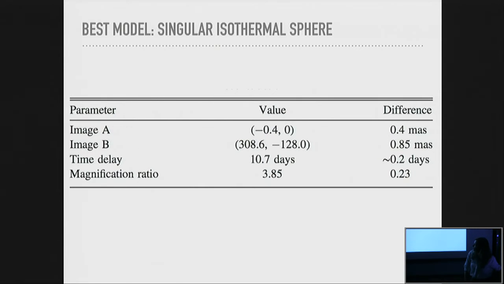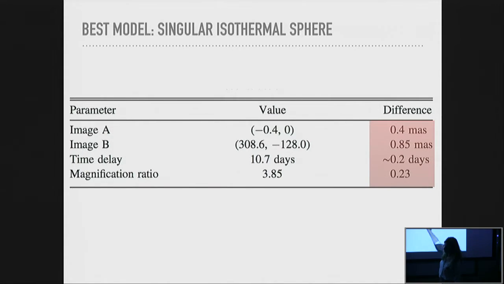Now we can look at how well our Monte Carlo simulations reconstruct the observations. Our observations were the positions of the mirage images, image A and image B, the time delay and the magnification ratio. Using Monte Carlo simulations, we have been able to reconstruct the position of image A up to 0.4 milliarcsecond. Our reconstruction of the position of image B is about 0.8 milliarcsecond. We are also able to reconstruct very well the time delay and magnification ratio.